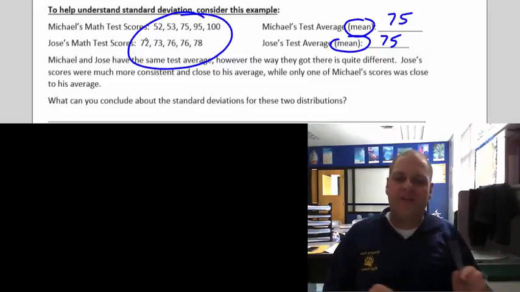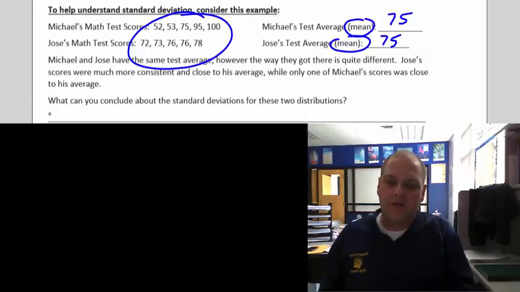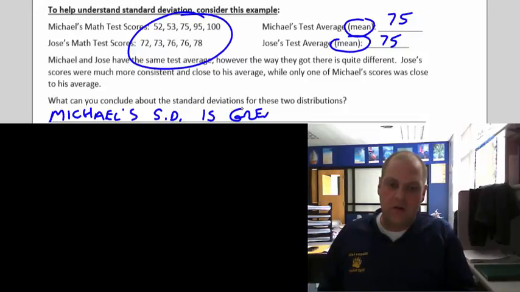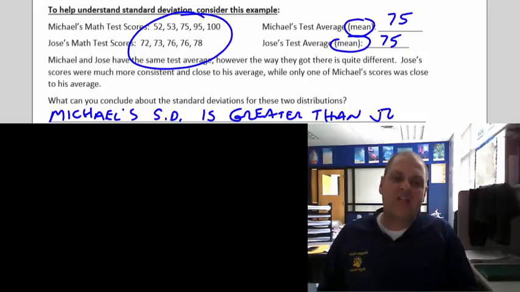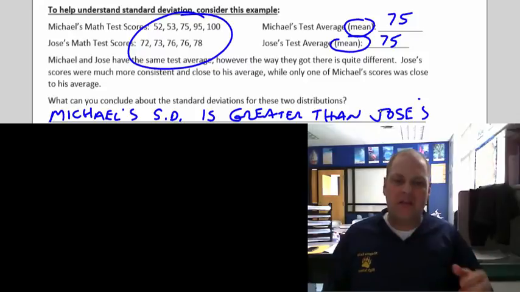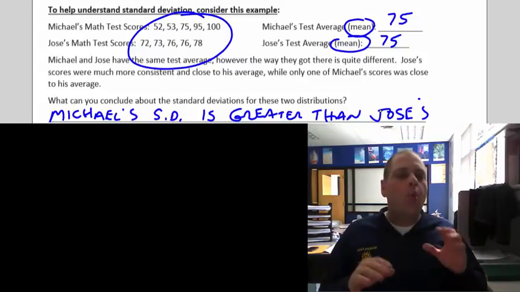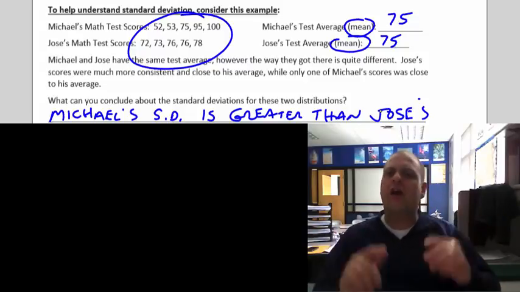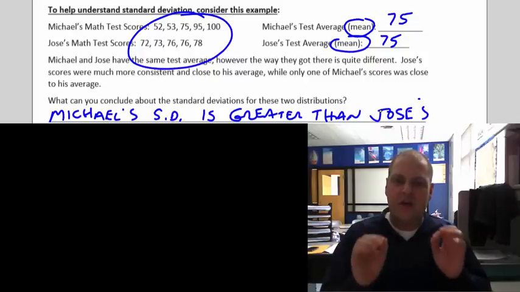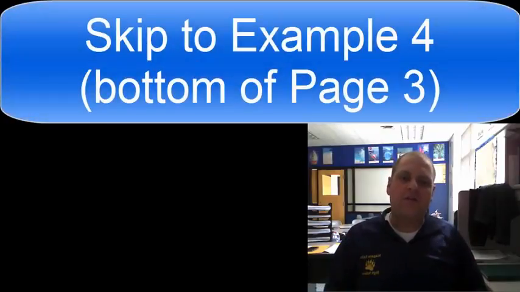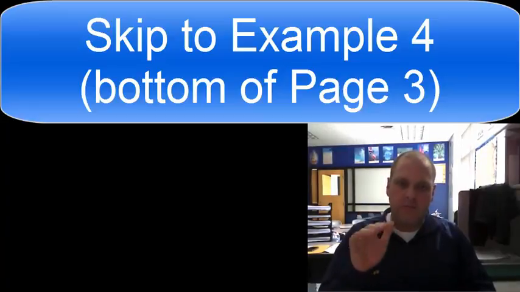So what can you conclude about the deviations of these two distributions? Michael's standard deviation, let's put SD, is greater than Jose's. And to get the actual number, it's a very complicated formula. It's not really a complicated formula, it's just a long process to get the actual standard deviation number. We're going to rely on our calculator to do that for us, and I'm going to show you how to do that in class tomorrow. The calculator gives it right to you. You just type in the data, hit a couple buttons, and boom, it pops right up for you.